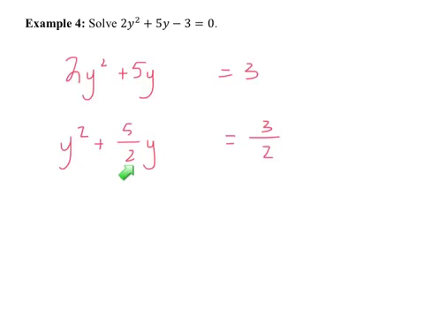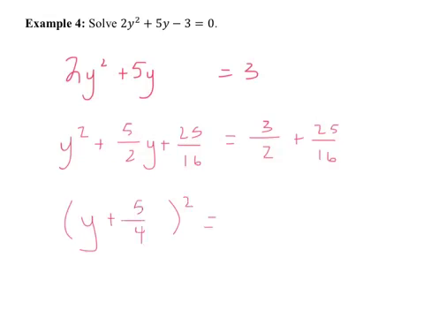Squaring 5 fourths gives us 25/16 added to both sides. And then it's important to remember that this factors into y plus whatever half of this is, squared. So (y plus 5/4) squared equals, and then we have to add these two fractions together with a common denominator. Common denominator in this case would be 16. So if we make these both 16, it's going to become multiplied by 8, 24 over 16. 24 plus 25 is going to be 49 over 16.